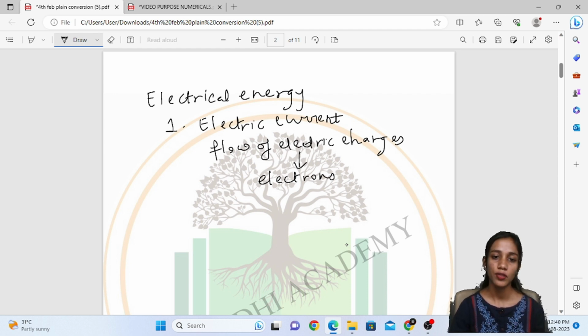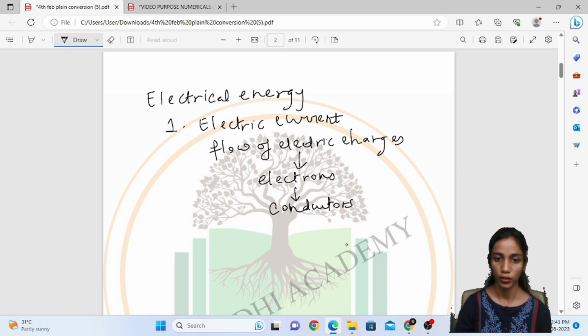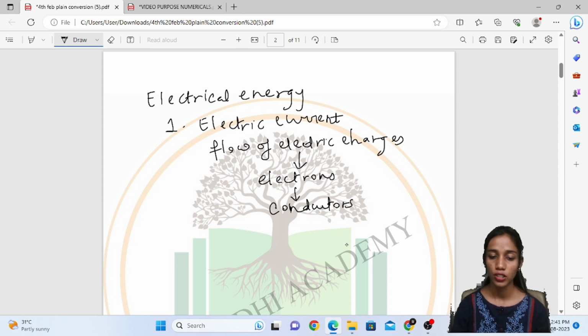There are two types of materials when we discuss electricity. One are the conductors and one are the insulators. Conductors are the ones which allow the flow of electric charges in them. Means it allows the flow of electric current through them and they are called as conductors. And insulators are the ones which do not allow electric charges to flow through them. Means you cannot pass electric current through them. So electric current is nothing but the flow of electric charges which are the electrons and which flows through an electric conductor. So this constitutes the electric current.